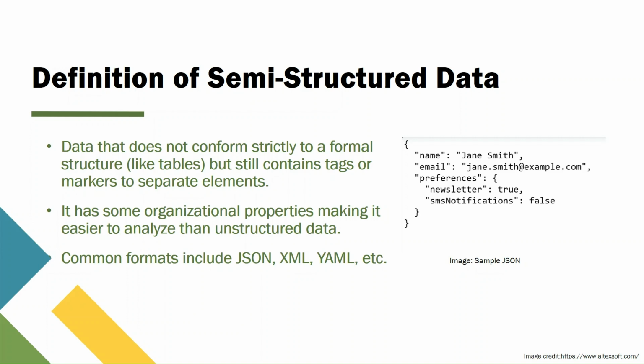As you can see in the preferences, the key is preferences. The value is not just a string like name or email. It's again an object which has again some nested properties such as newsletters and SMS notifications, etc. So it has some organizational properties, making it easier to analyze than the unstructured data.